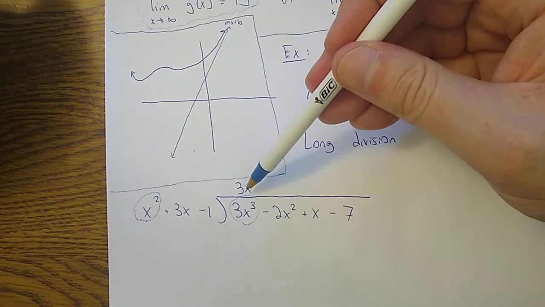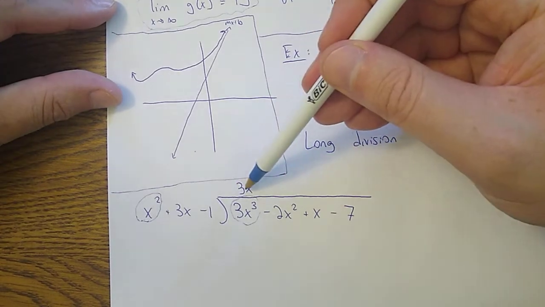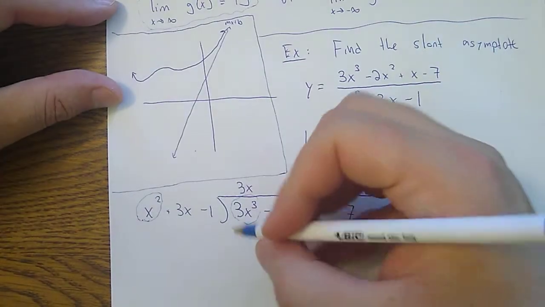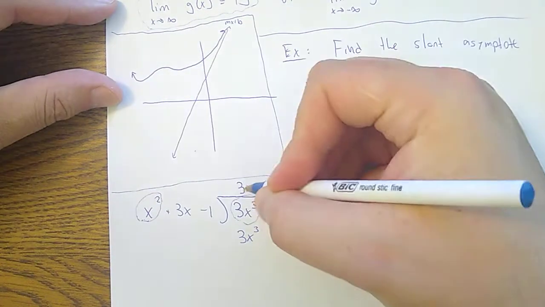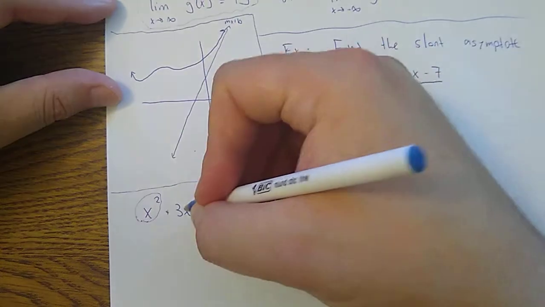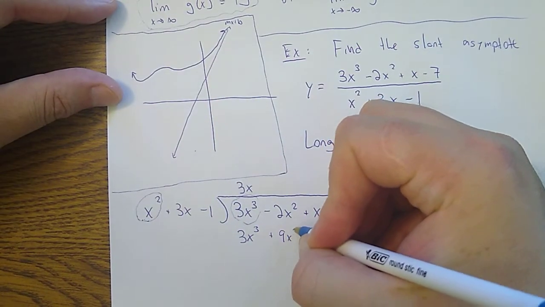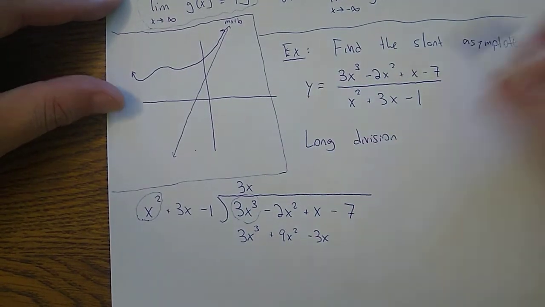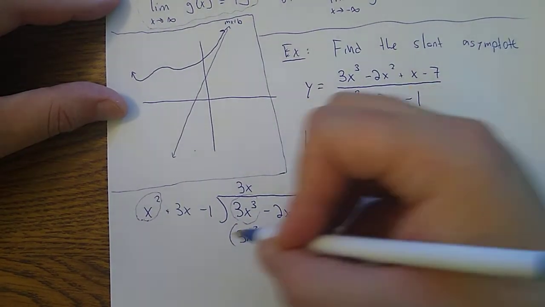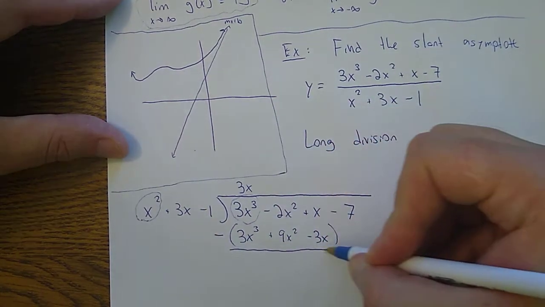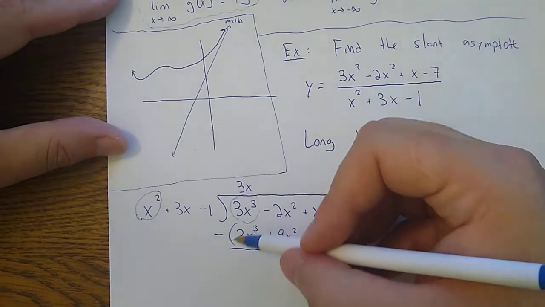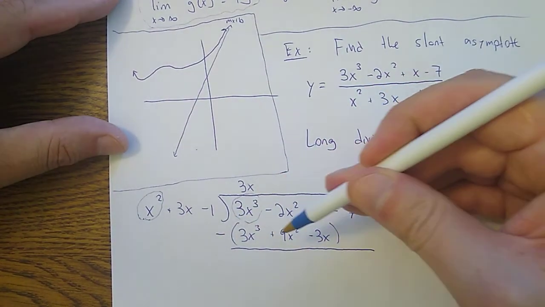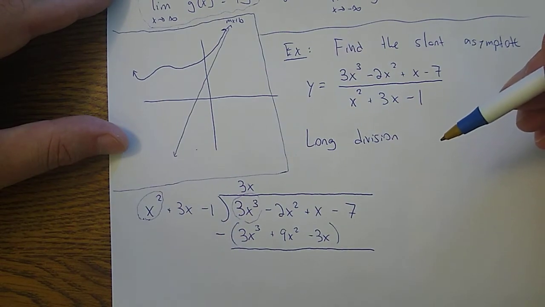Every time I write a number up here, I'm going to multiply this all the way through, and I'm going to write the result underneath. So this times x squared is that. This times 3x would be 9x squared. This times this would be negative 3x. And then I'm going to subtract that from what's above. And I put parentheses around here because I want to remember that this subtraction distributes to everything.